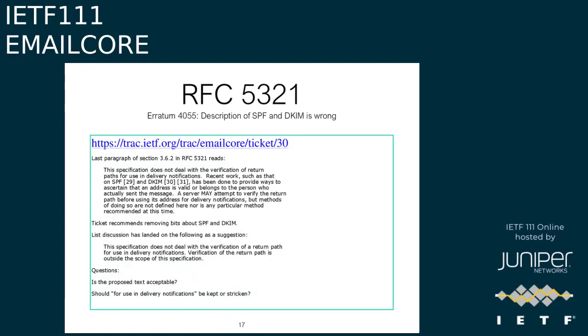Barry? No? I saw you in the queue. Okay. All right. So we will go with just... I don't get removed from the queue automatically. I have to remember to remove myself. Sorry. We're all dealing with software issues. So we'll go with just "verification of the return path is outside the scope of the specification" to replace the last paragraph in section 3.6.2, and I'll note that in the ticket. Yeah, John said in the chat that he's already dealing with this. Watch for the next draft. Okay.